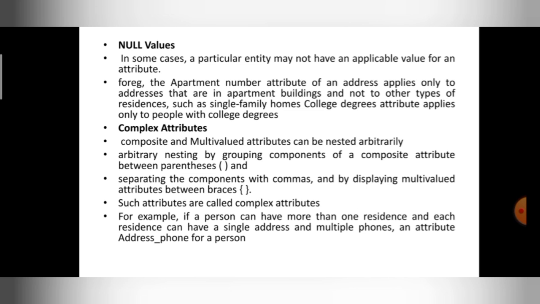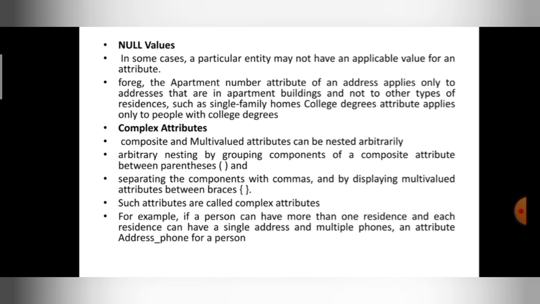Lastly, complex attributes. A complex attribute is a combination of composite and multi-valued attributes. I can group composite and multi-valued attributes to form a complex attribute. I can do the nesting by grouping the components of a composite attribute between parentheses, separating the components with commas, and by displaying multi-valued attributes between braces. Hope you are understanding. So multi-valued attributes will be included within the braces, and composite attributes will be included between the parentheses. Such an attribute is called a complex attribute.